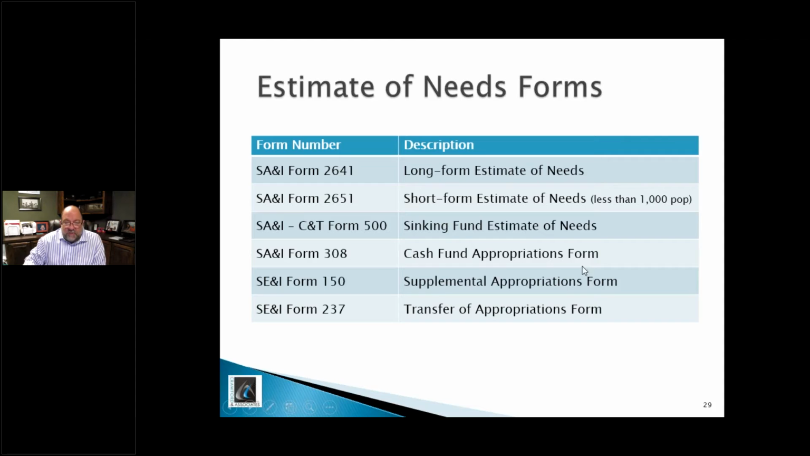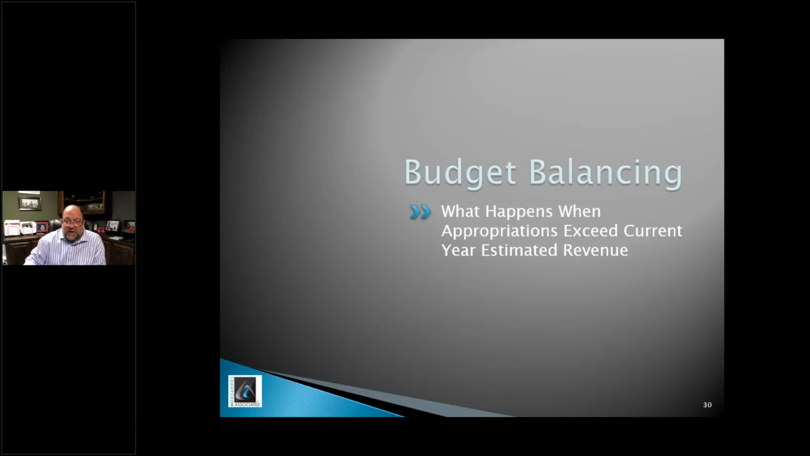We mentioned the cash appropriations form for all those little funds, the long form and short funds, a short form of the estimate of needs for less than 1,000 people. Again, I don't think this is done very much anymore, so most everybody else is on the Municipal Budget Act.